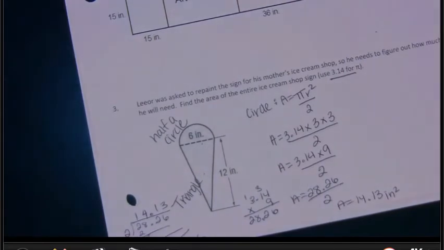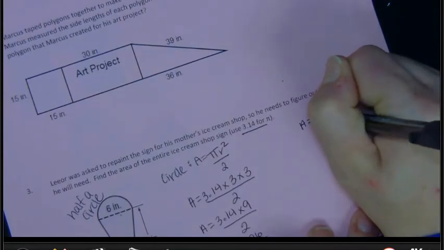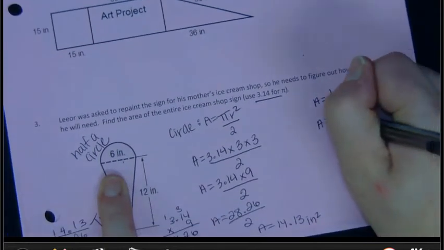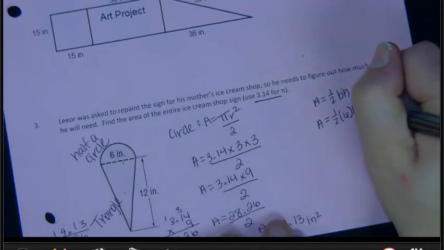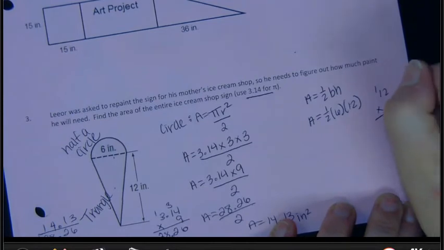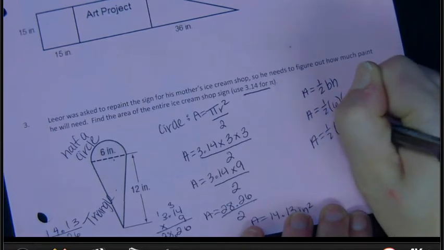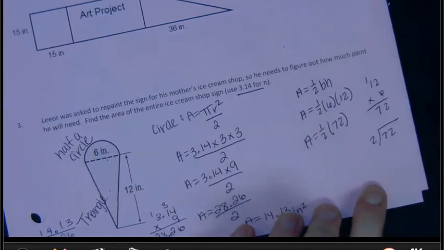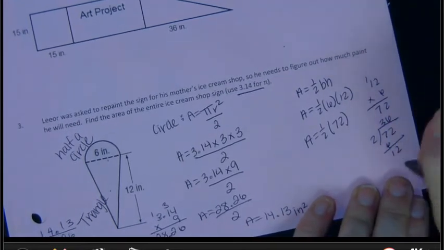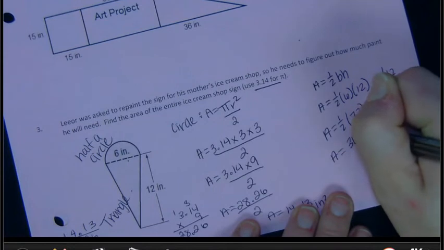Now I need to find the area of my triangle. Okay, so first step, write my formula is 1/2 base times height. Area is equal to 1/2. The base of my triangle is 6, and the height is 12. Okay, 12 times 6, 6 times 2 is 12. 6 plus 1 is 72. So area is equal to 1/2 times 72. Well, what's half of 72? 2 can go into 7 3 times with 1 left over. 2 can go into 12 6 times. And area is equal to 36 inches squared.